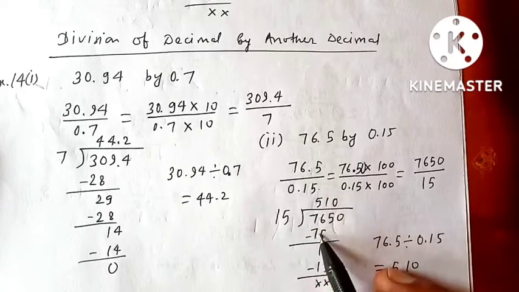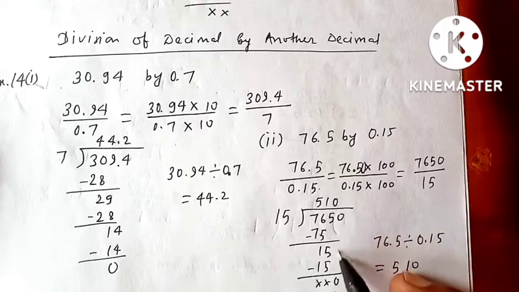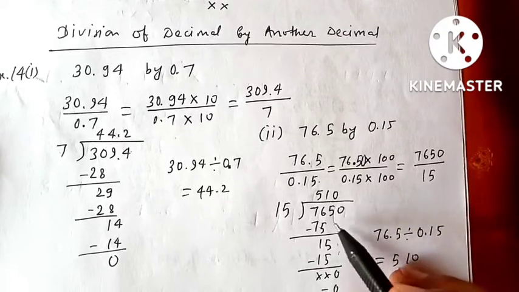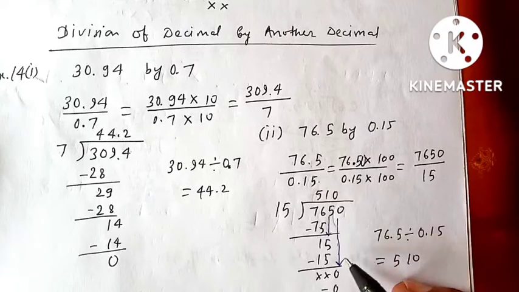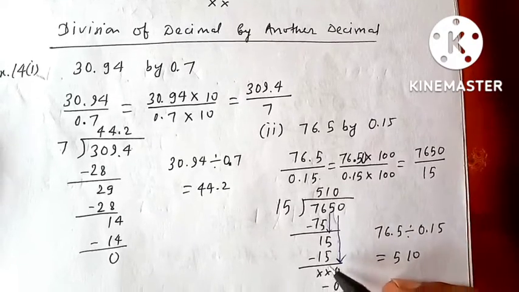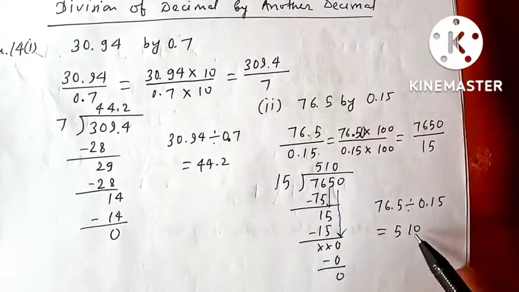15 5s are 75. Subtract, we have 15. 15 1s are 15. Here 0. Then 0 is brought down, so this 0 you have to divide. 15 zeros are 0. So the answer is 510.